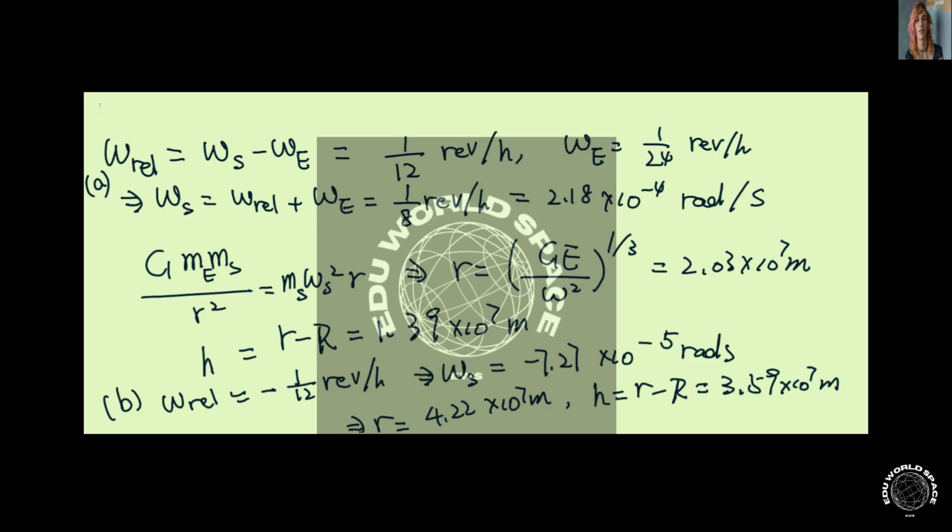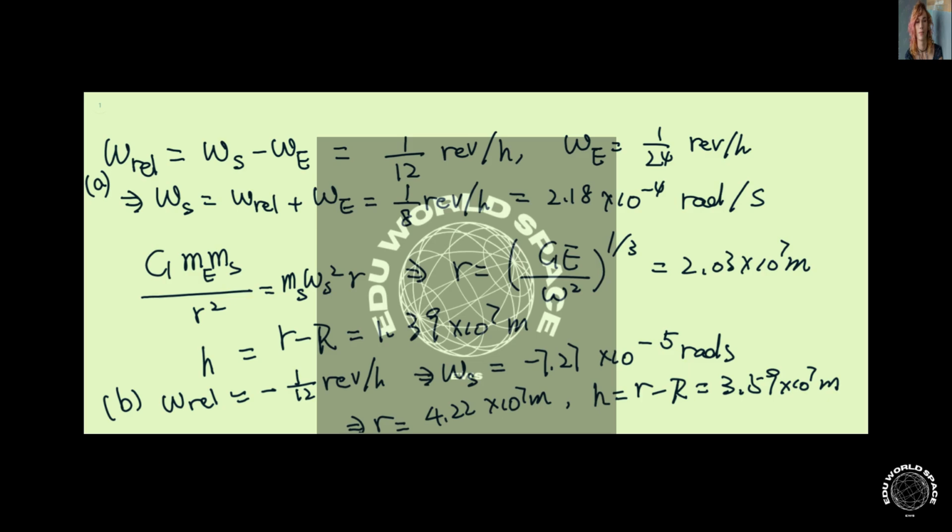Hence, we can get that the angular speed of the satellite is 1/8 revolution per hour. Because 1 revolution is 2 pi radians, and 1 hour is 3600 seconds, we get the angular speed of the satellite as 2.18 times 10 to the negative 4 radians per second.